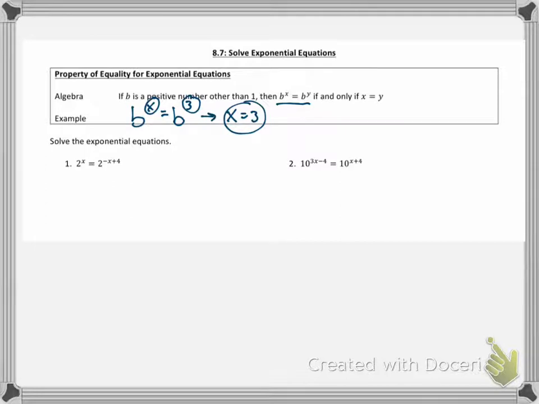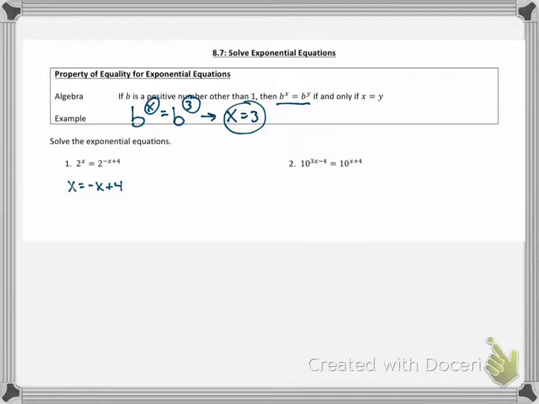So let's take a look here at example number 1. 2 to the x equals 2 to the negative x plus 4 power. I call this again the easiest type of problem because we have the same base. Each side of the equation has a base of 2. What that means is all I have to do is take my exponents and set them equal to each other. So to solve for x, since I have the same base, I can just go ahead and set the exponents equal to each other. x equals negative x plus 4.